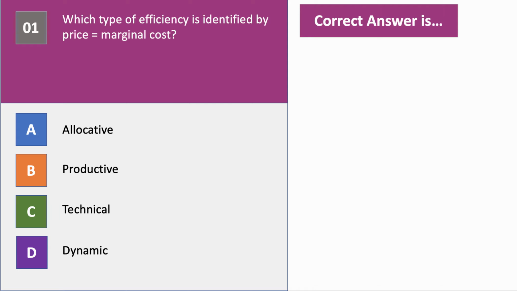Here's the first question. Question 1. Which type of efficiency is identified by price equals marginal cost? Press the pause button, have a go at the question. Okay, question 1, price equals marginal cost is a condition for which type of efficiency? And the correct answer is A, allocative efficiency.